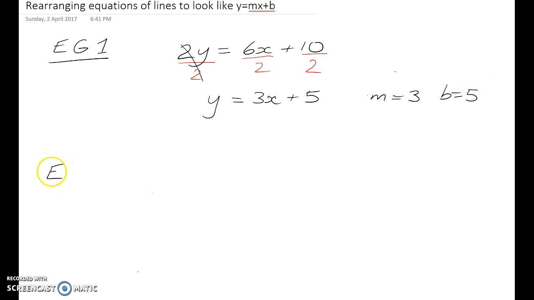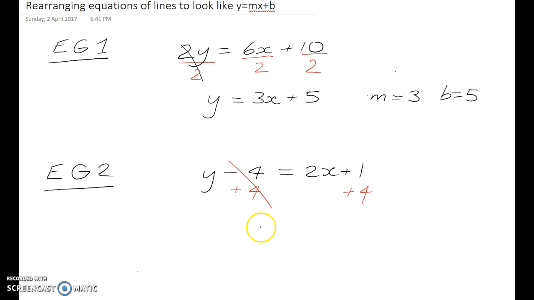Let's have another example. This will help you do the ones in the sheets. Let's say you've got y minus 4 equals 2x plus 1. Once again, doesn't start with y equals, and I want y equals. That minus 4 is a bit annoying. How do I undo that? Well, let's add 4, but can't do it to one side without doing it to the other. So that's a good thing that I've done it to this side. It's now gone. I'm just left with y equals 2x plus adding 4 to that side gives me 5. And there you have it. For that one, m would be 2 and b is 5.